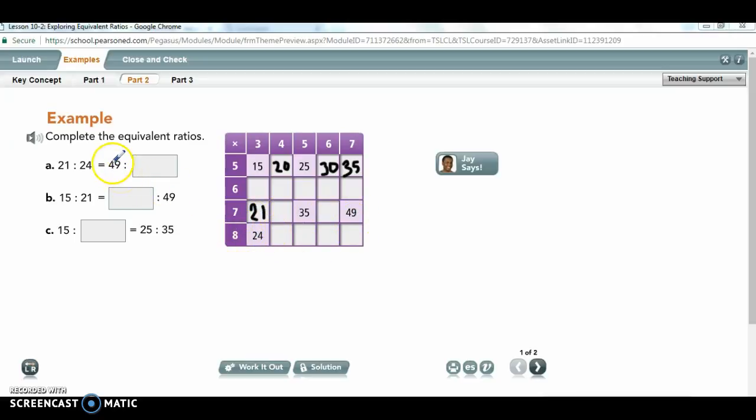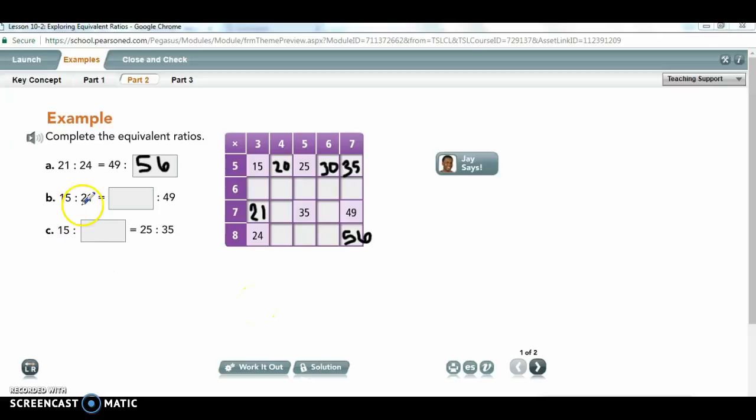So my next number is 49, so I got to match up 21 and 49, so that's right there. And now I know that I need to find this bottom number because this one's going to match up to my 24. It's like sliding it over. So in order to get this number, I need to do 8 times 7. 8 times 7 is 56. And 56 is going to be my answer. So it really is just finding the missing pieces in our multiplication chart.